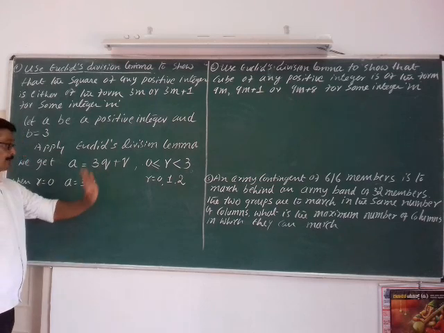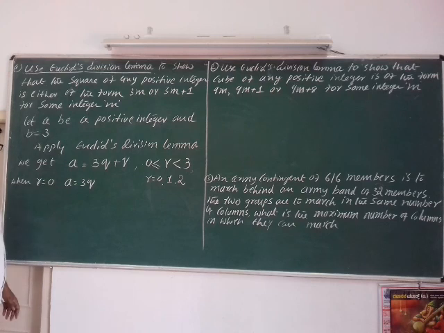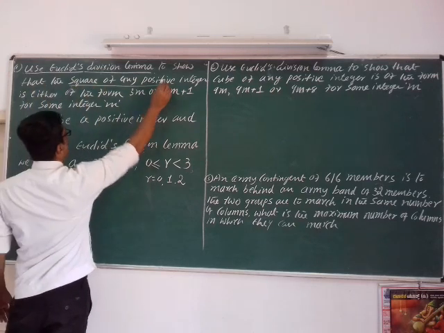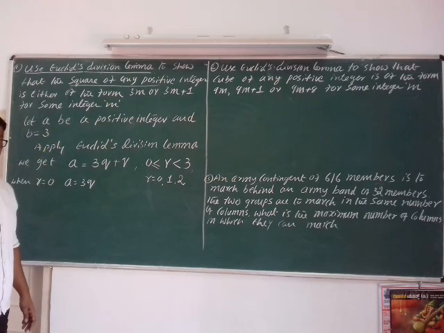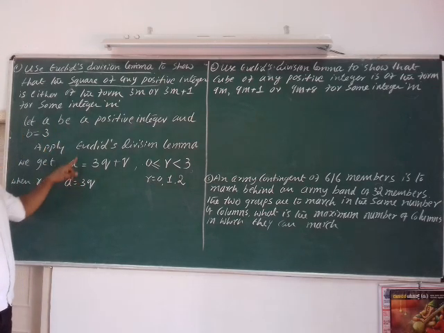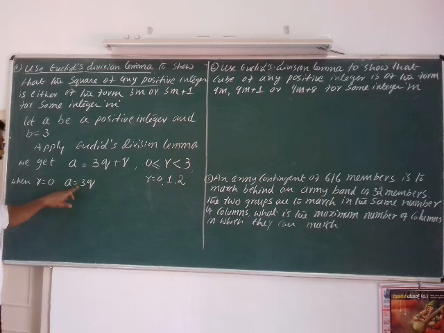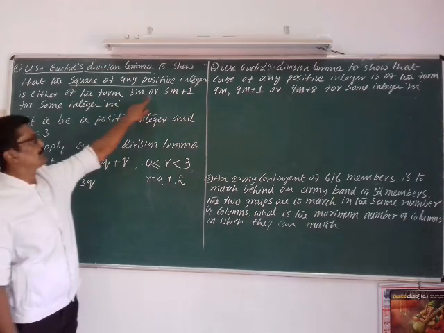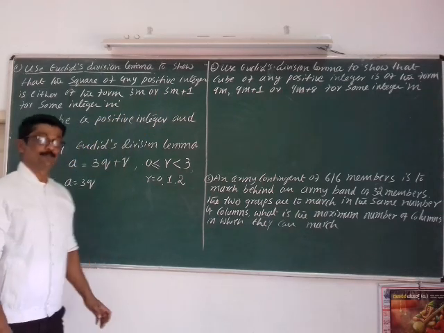No need to write 0. Students, you need to consider one more thing here. The square of any positive integer. That means the positive integer you have considered, you have to square that positive integer, and that will be in the form of 3m and 3m plus 1.